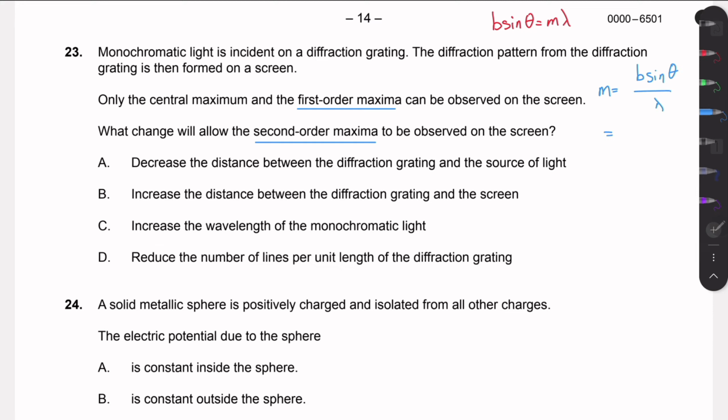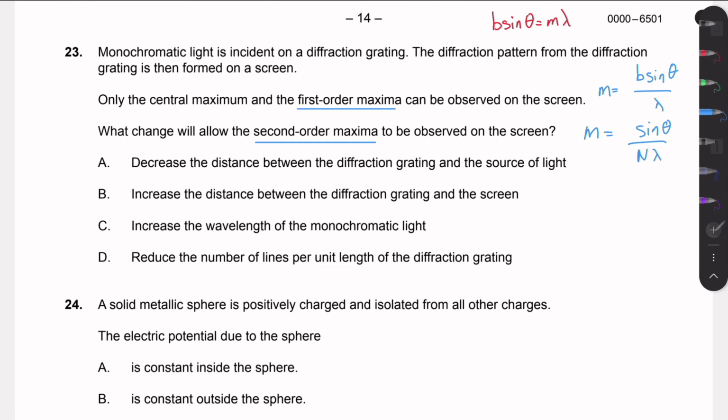And as I said, b is just 1 over the lines per millimeter, and we usually use n for lines per millimeter. So it will be sin theta over n lambda. And we want to increase m, so we want to somehow increase this fraction.